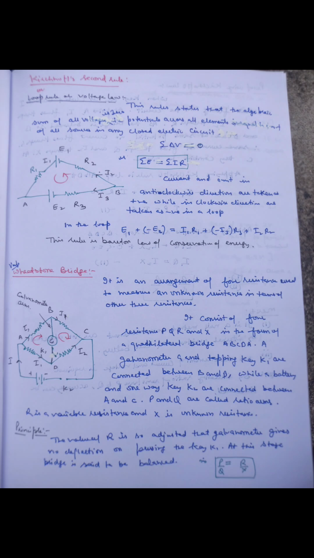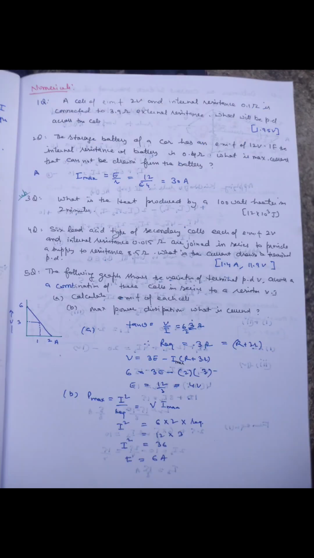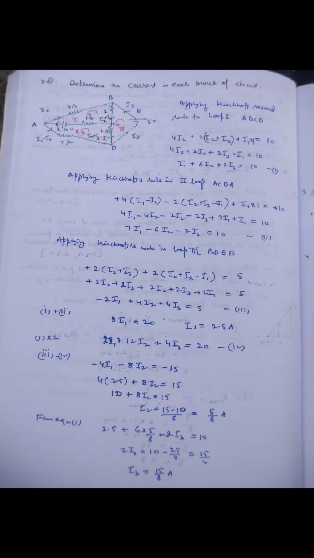An arrangement of four resistances used to measure an unknown resistance in terms of other three resistances is called Wheatstone bridge. It is based on the principle that the value of R is so adjusted that the galvanometer gives no deflection. At this situation, P/Q = R/X, where P and Q are called ratio arms, X is the unknown resistance, and R is the variable resistance. Some important numericals.